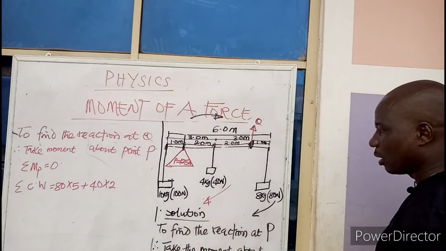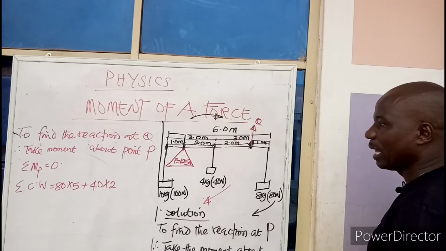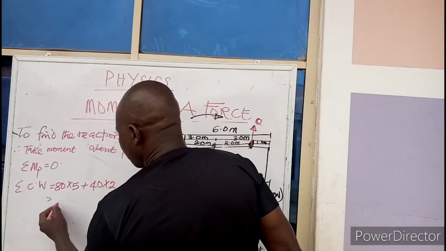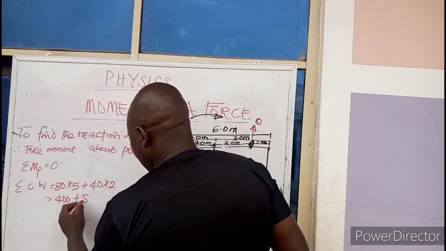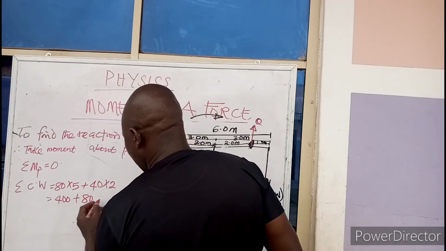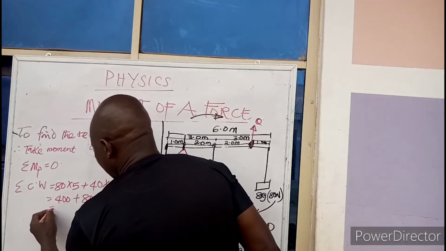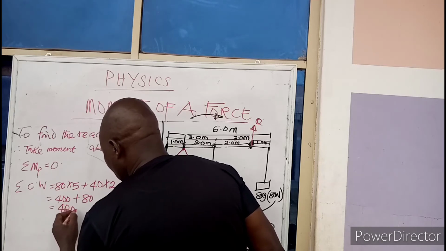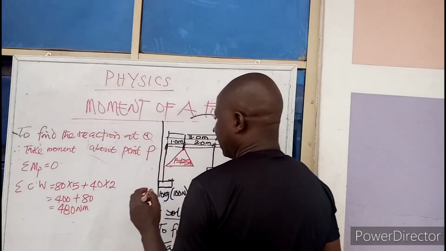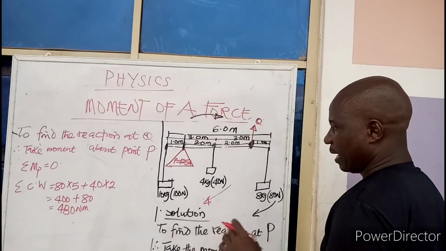Class, do we still have any other clockwise? No, we don't have any other clockwise. So this one will give me 400 plus 80, and that is 480 Newton meter. That is our moment there.